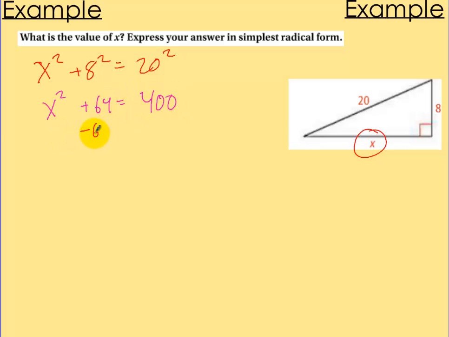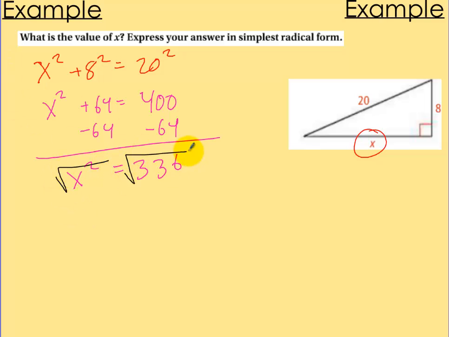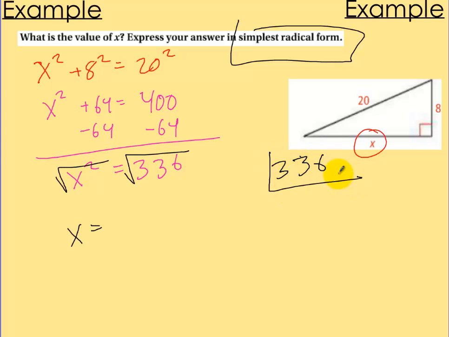I'm going to subtract 64 on both sides. What I get is x squared equals 336. And then I want to square root both sides. Okay, and I want to answer this in simplest radical form. There's different ways that you guys reduce those. The way I do this, I do the step method. I don't care how you do it.